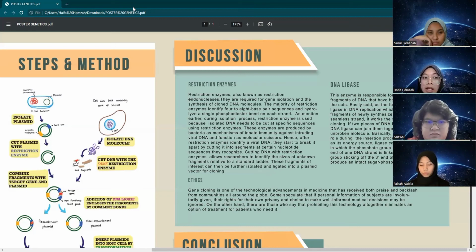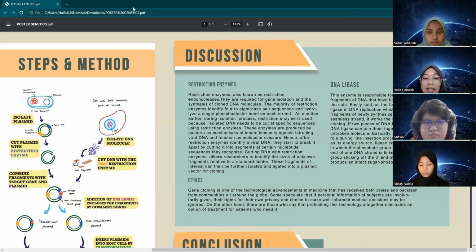As we learned before, in DNA replication, DNA ligase joins together fragments of newly synthesized DNA to form a seamless strand. So it actually works the same during gene cloning. If two pieces of DNA have matching ends, DNA ligase can join them together to make an unbroken molecule. Again, DNA ligase plays its role during the insertion process.